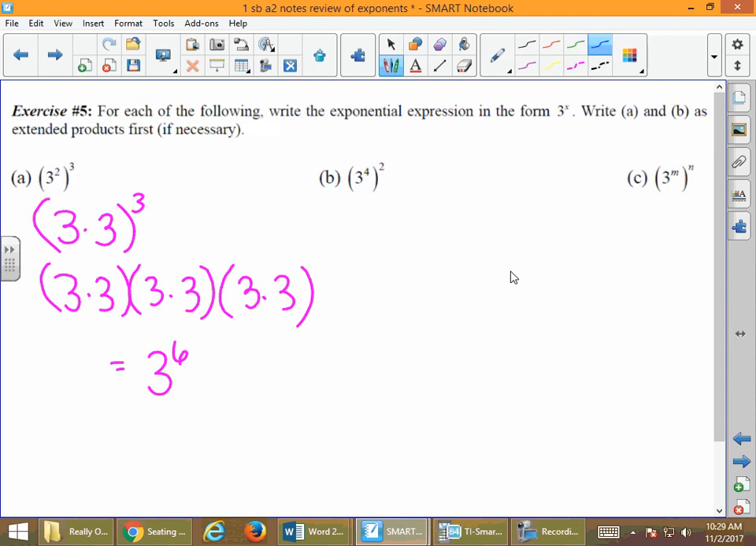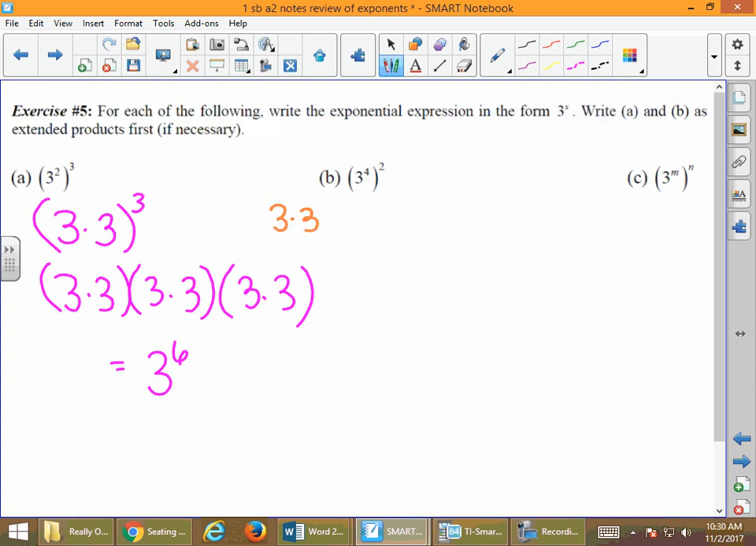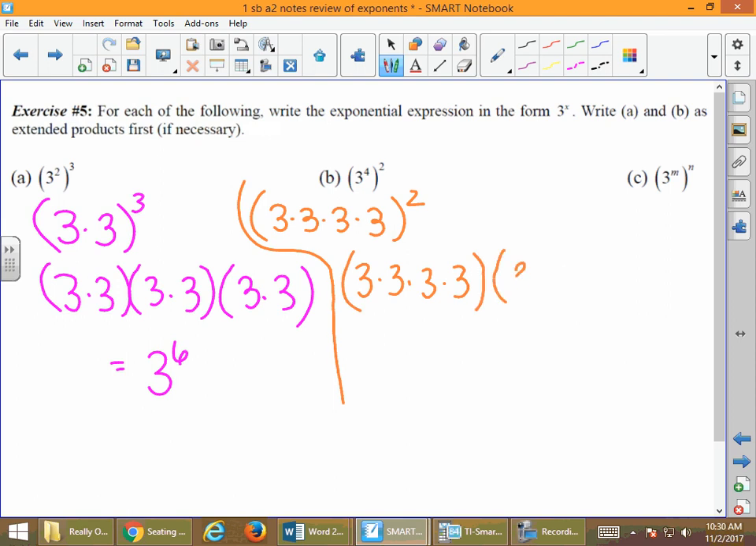Let's try another example here. 3 to the 4th. Well, 3 to the 4th is 3 times 3 times 3 times 3. And we're going to square that. So squared means times itself. So I need to separate this out a little bit. So we get 3 times 3 times 3 times 3. There's 3 to the 4th once. Here's 3 to the 4th twice. And how many did we ultimately end up with? We ended up with 8.